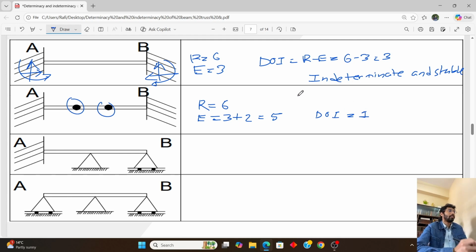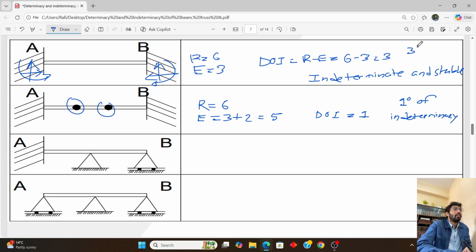But there is a difference between these two structures. If we say how much the degree of indeterminacy in the structure is, then we can say that this is 1 degree of indeterminacy, and this is 3 degrees of indeterminacy. Okay, this is how we will differentiate the beams.